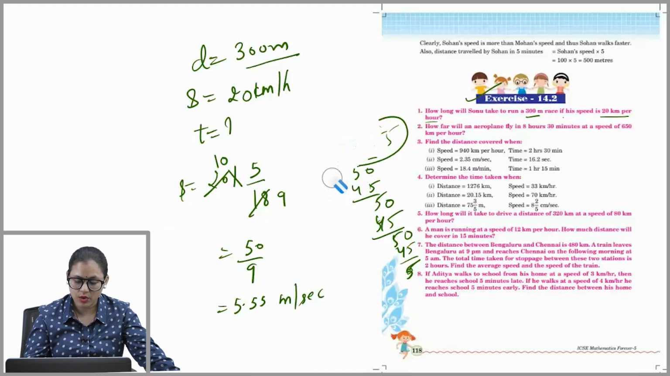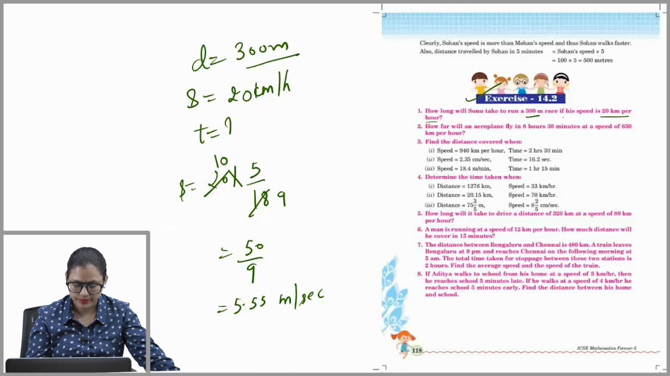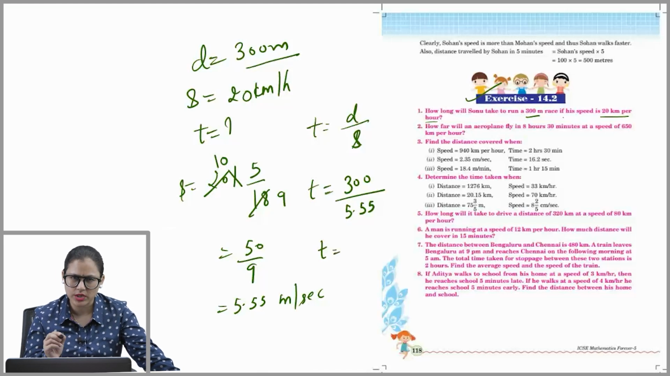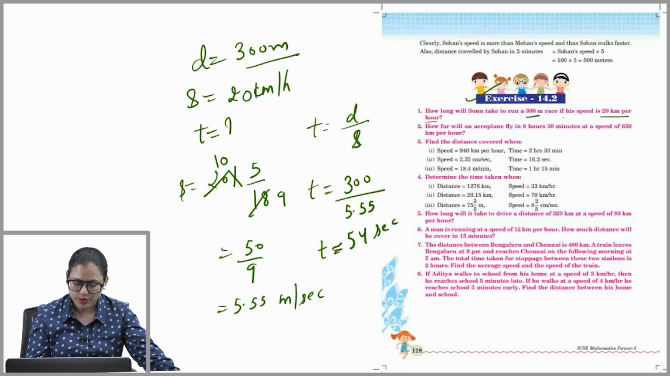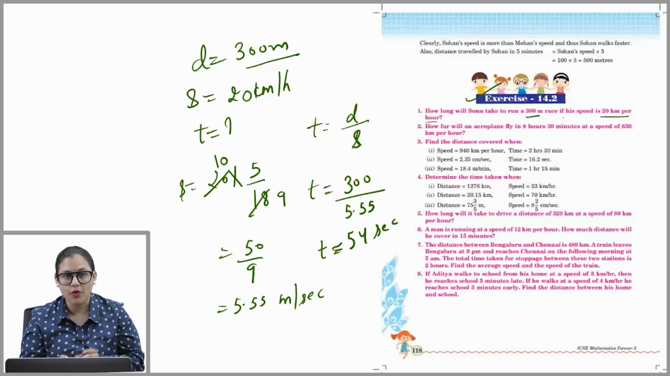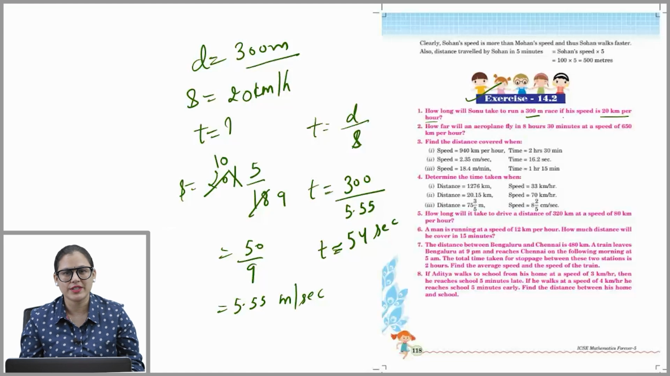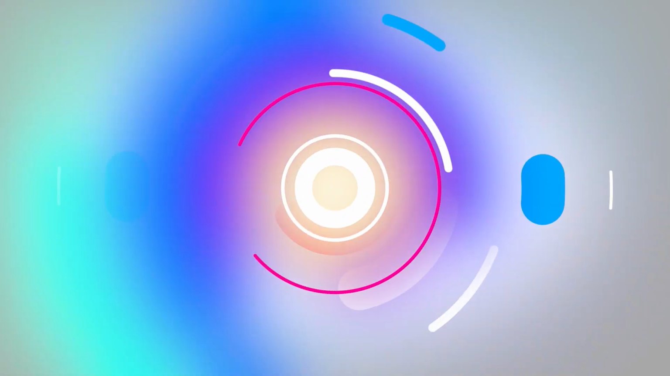Students, now we can find the time. Time is distance upon speed. Distance is 300 meters and speed is 5.55. When you divide 300 by 5.55, you will get approximately 54 seconds. So Sonu will take approximately 54 seconds to run a 300 meter race. Now you will do the remaining questions of this exercise.